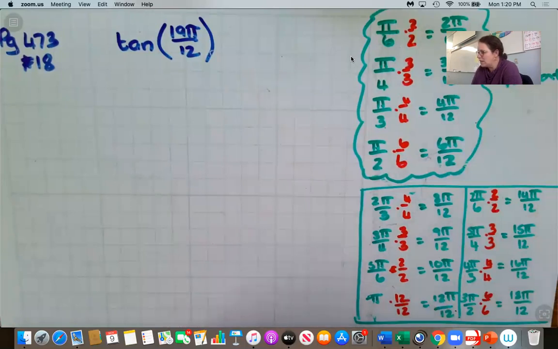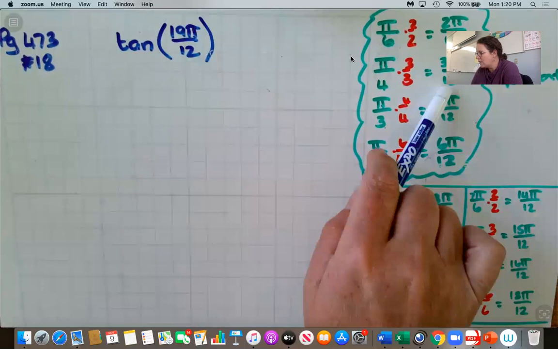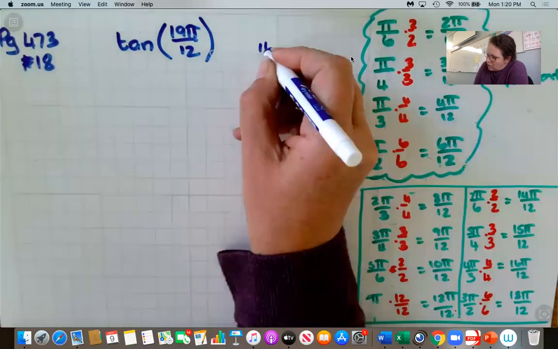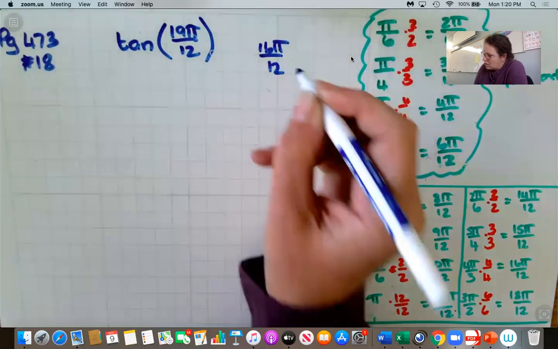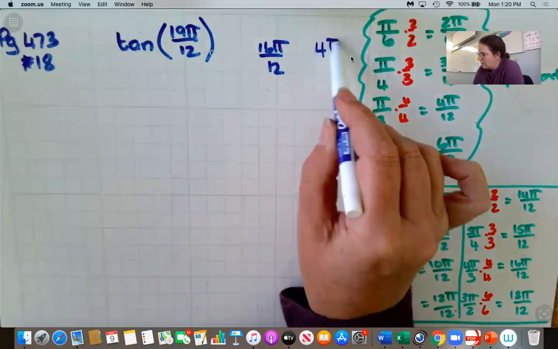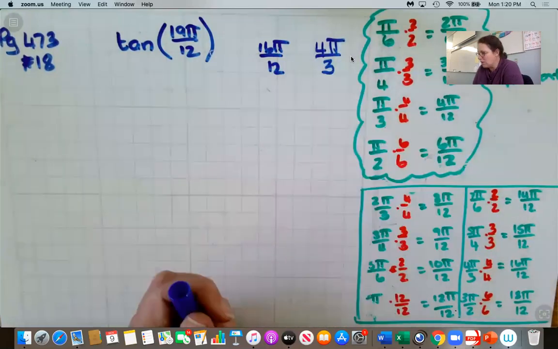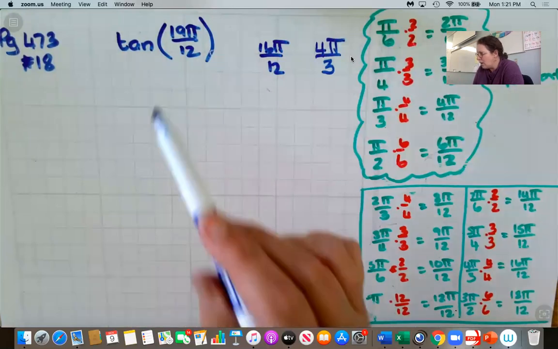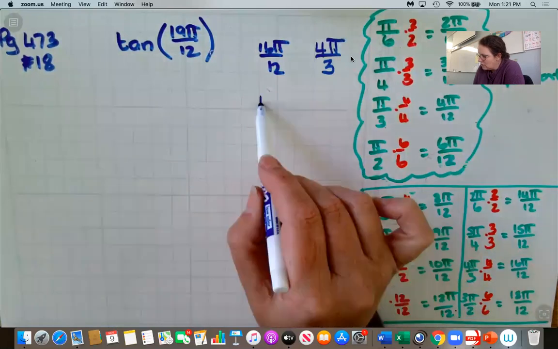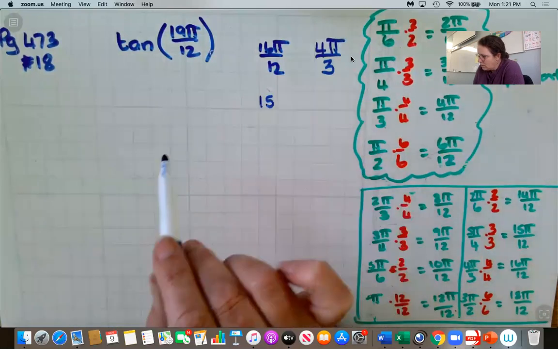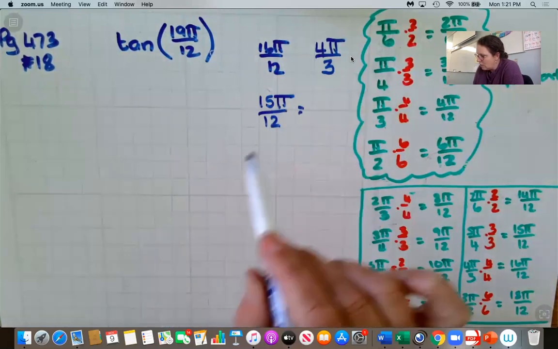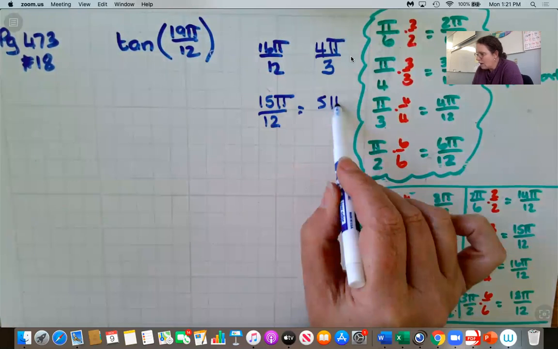If you do 19 pi over 12 minus 3 pi over 12, that's going to give you 16 pi over 12. So 16 pi over 12 could be simplified. You could divide the top and the bottom by 4, and that would give you 4 pi over 3. That's something on the unit circle, so that's possible. You could also do 19 pi over 12 minus 4 pi over 12, and that's going to give you 15 pi over 12. You could divide the top and the bottom by 3, and that's going to give you 5 pi over 4. So that one's going to work.